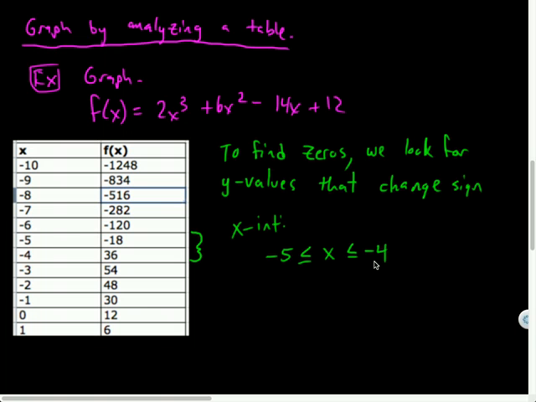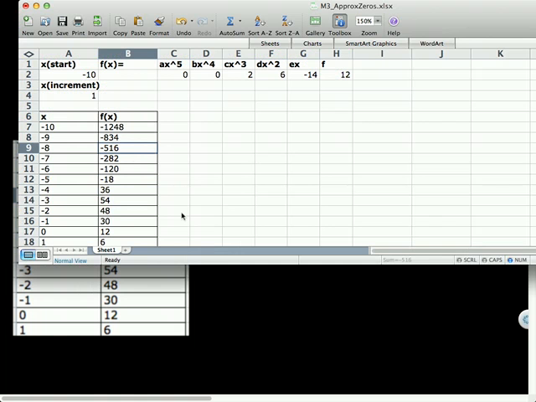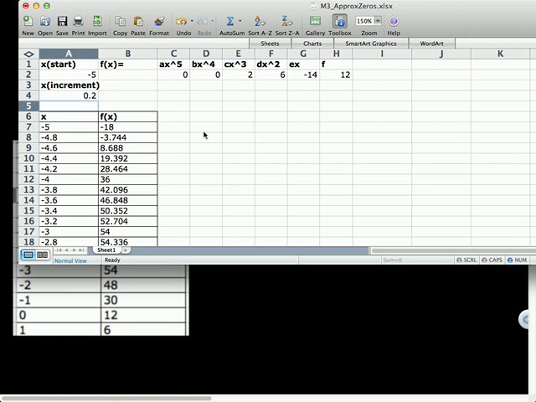Now back to Excel. I'm going to try to narrow down my search. I know that it happens somewhere between negative 5 and negative 4, so I'm going to have this start around negative 5. And I'm going to change the increment. I could have it count by 0.2s or something like that, but actually, we'll have it count by 0.1s because I think I've got enough space. So my increment is 0.1.